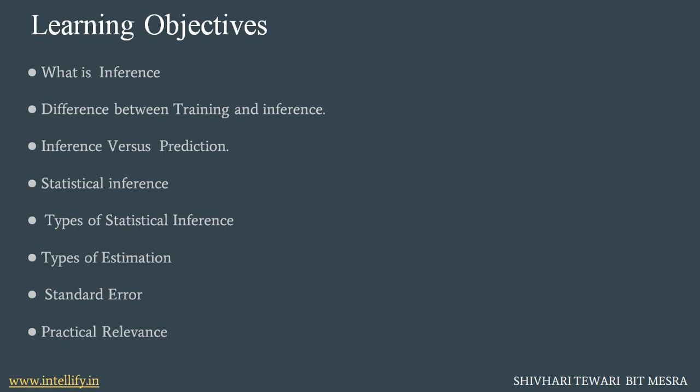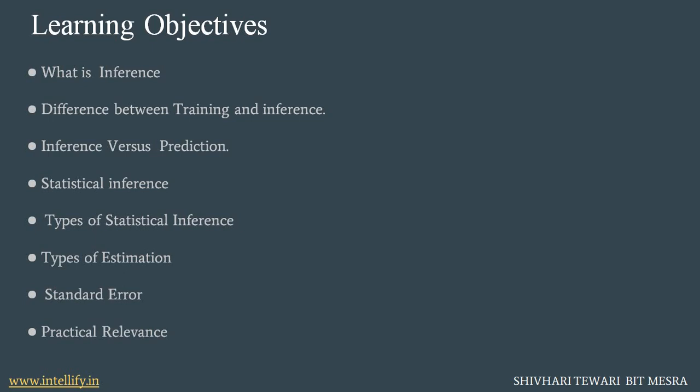After that, we will move to inference versus prediction, where we will see whether inference and prediction are the same thing or inherently different, and how prediction and inference are two different domains of the same machine learning. Then we will see the definition of statistical inference, what we will do in statistical inference, how statistical hypothesis is used in statistical inference, and what the meaning of sampling is in statistical inference.